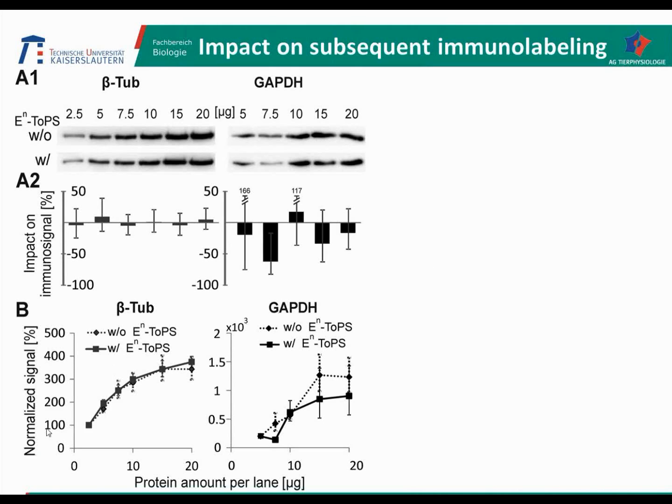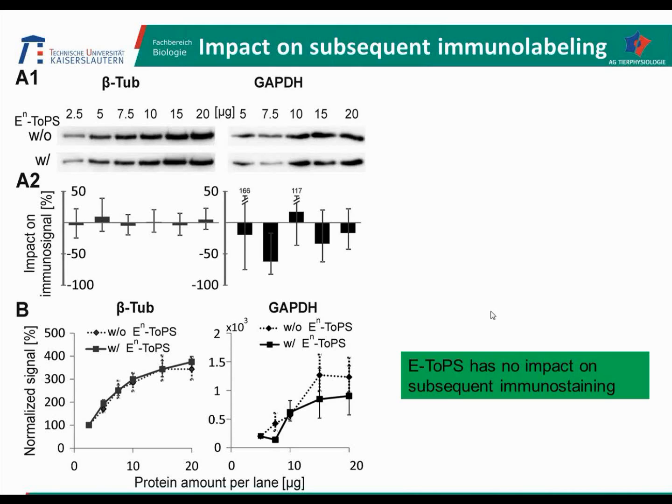So also when you plot the normalized signal intensities against the volumes that you have loaded, the amounts in nanogram, you get these calibration curves here, and also these calibration curves do not show significant differences. So this means that the epicaquinone-based total protein staining has no impact on the subsequent immunostaining.